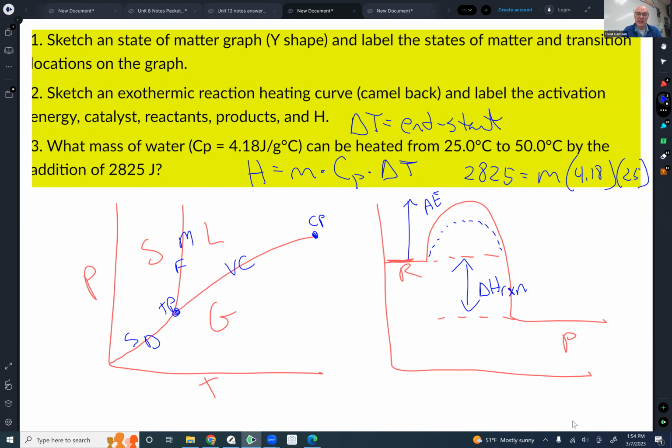So 2825 divided by 4.18 divided by 25, and that gives you 27. The mass would be 27 grams, which is, Justin, right over here, is the same as 27 milliliters.